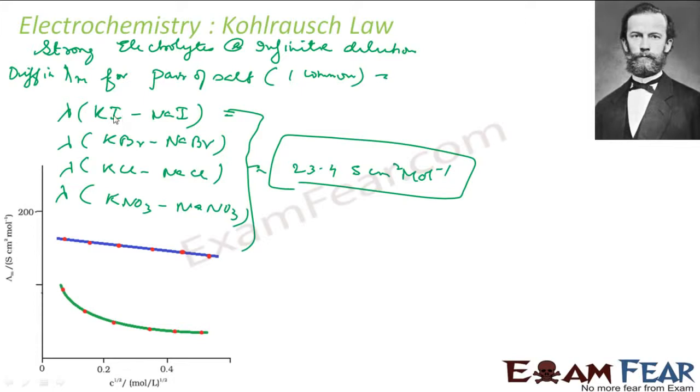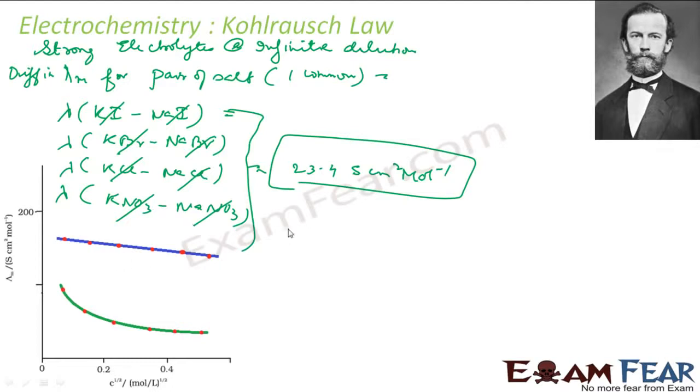What he observed is, if you remove I, you get K minus Na. You remove Br, because I'm subtracting, you get K minus Na. You remove Cl, you get K minus Na. NO3, remove, we get K minus Na. So with that, he concluded that at infinite dilution, the cations and anions contribute independently to the molar conductivities.